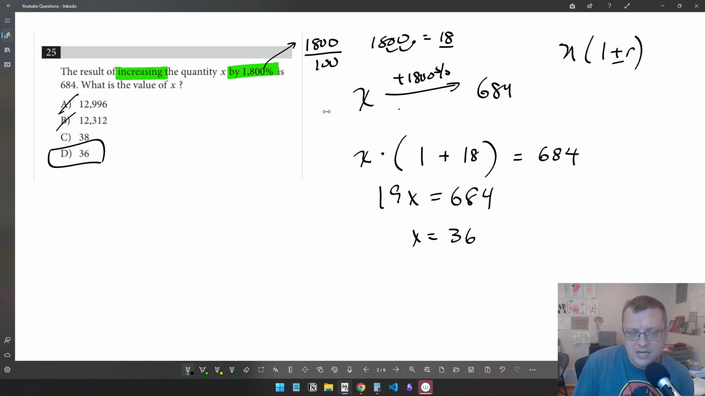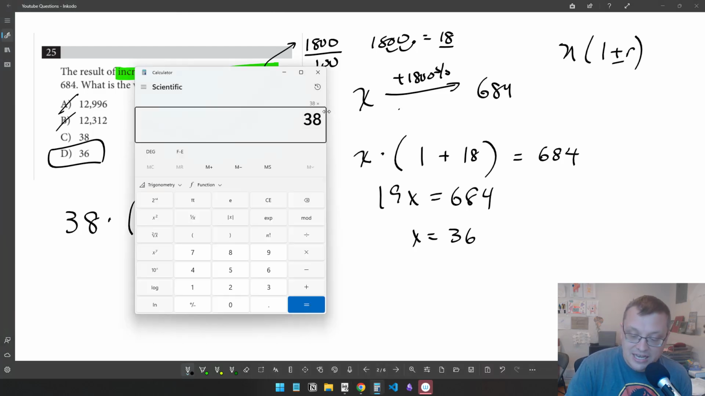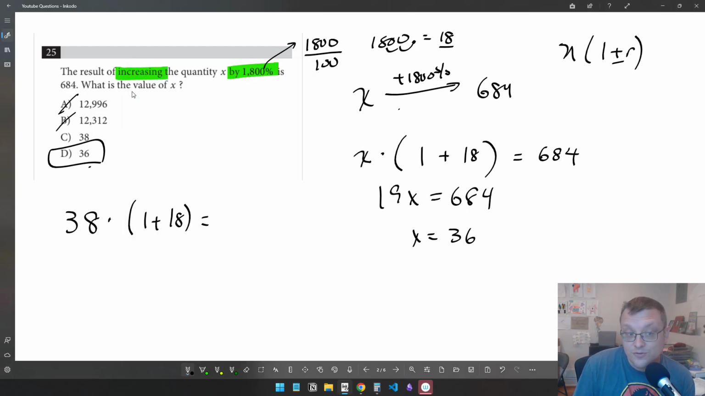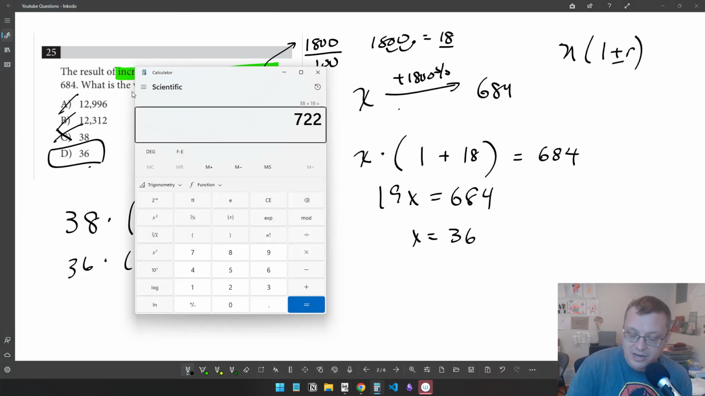And indeed, if you wanted to, you could have started with the choices. Let's take 38 and increase it by 1800%. So again, we'll multiply it by 1 plus 18. 38 times 19 gets us something that we shouldn't get. We should be getting 684. This is further proof that C is wrong. On the other hand, if we did 36 times 19, clearly it's going to get us our answer. 36 times 19 is 684.